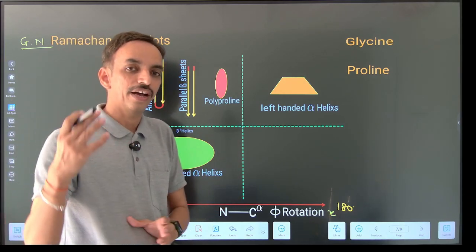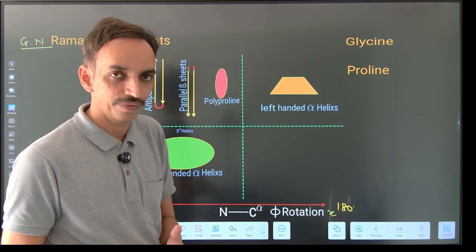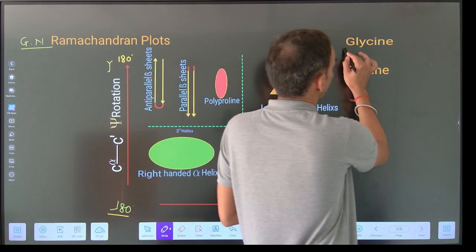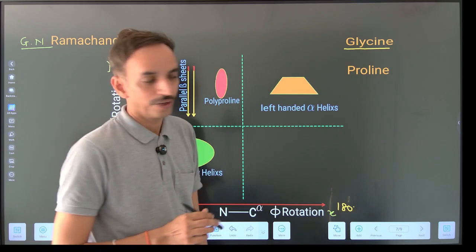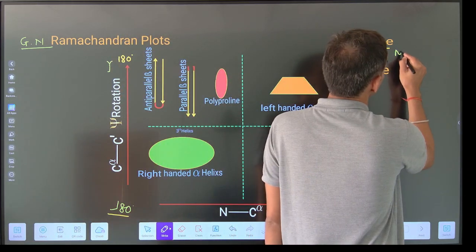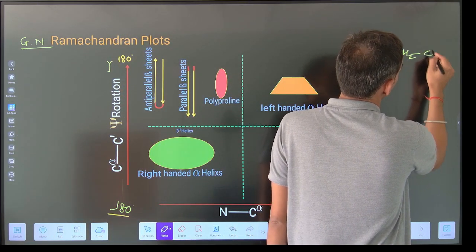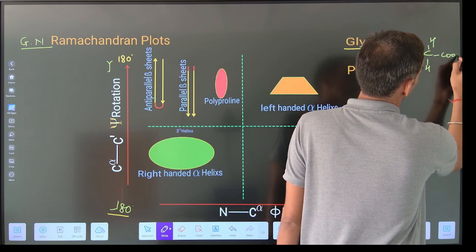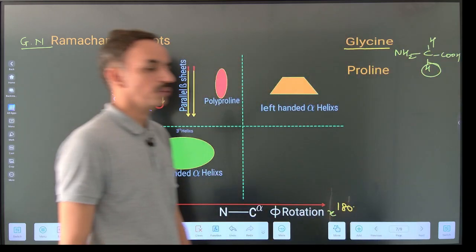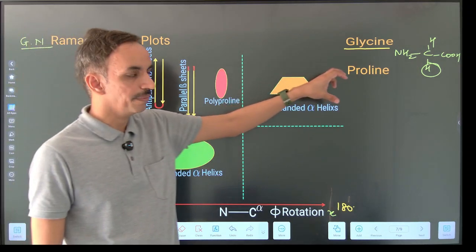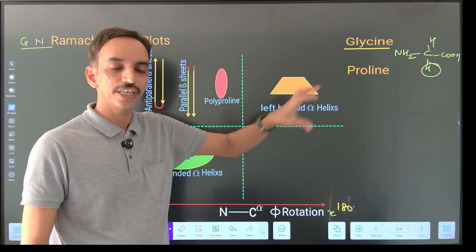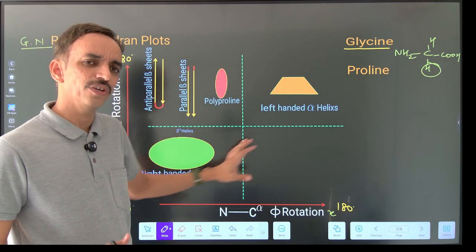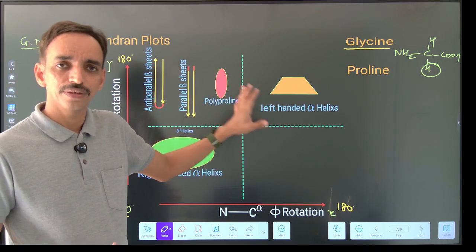That is due to the steric hindrance, we can say. The least steric hindrance is imposed by the glycine. Why? Because the glycine only has the H in its side chain. So R value is equal to H. तो R chain इसकी minimum H है, that does not impose any steric hindrance. So it can occur in any quadrant of this Ramachandran plot.